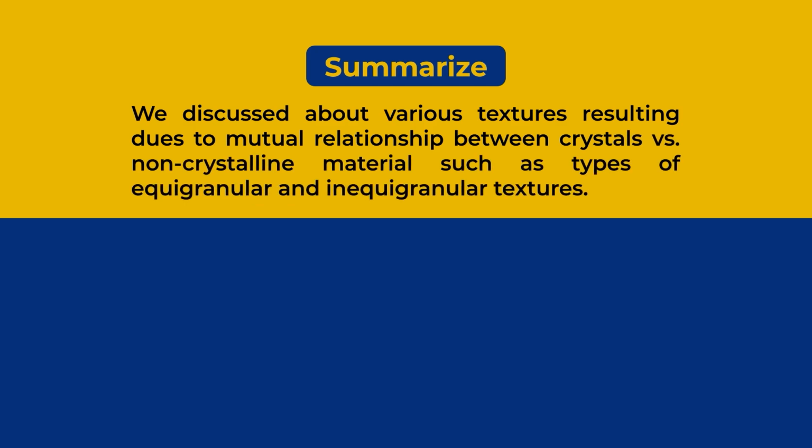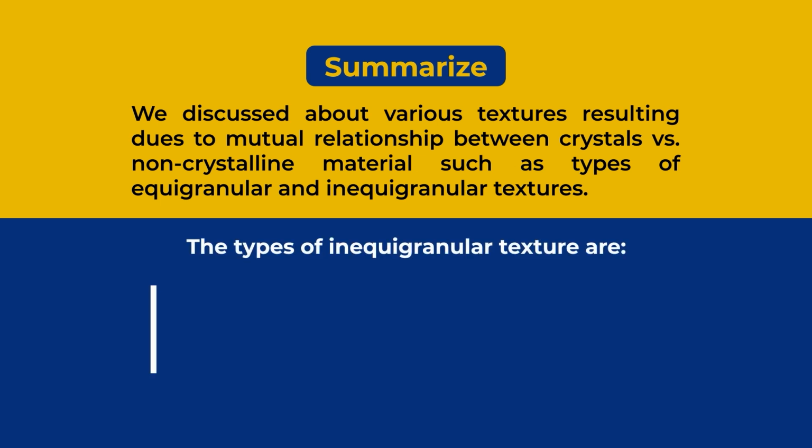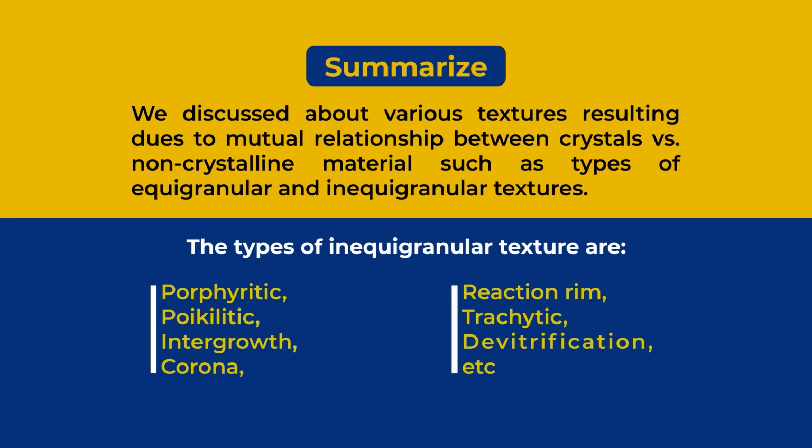Listeners, here I would like to summarize the entire discussion. We discussed various textures resulting from the mutual relationship between crystals versus non-crystalline material, such as types of equigranular and inequigranular textures. The types of inequigranular textures are porphyritic, poikilitic, intergrown texture, corona, reaction rims, trachytic texture, and devitrification.